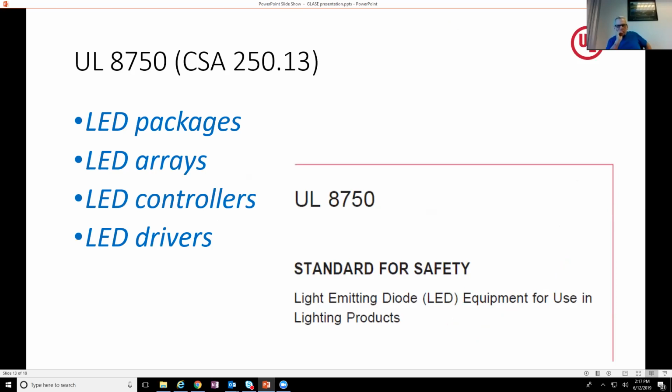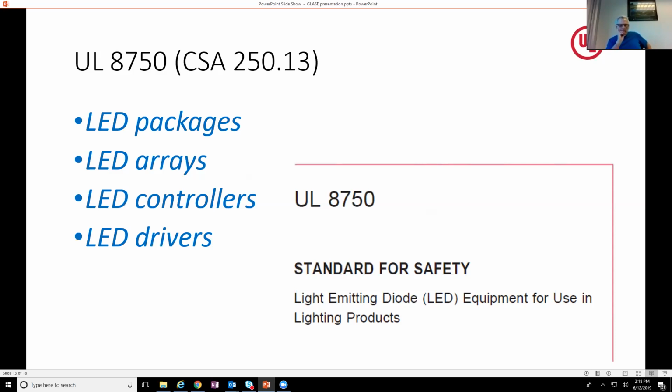The standard that we use in the US is American National Standard for LED components, which are the packages, arrays, the controllers, and the drivers, all of the things that we have talked about very briefly here today. All of these are covered under UL 8750. CSA has C22.2 No. 250.13, which is substantially similar to 8750 because we gave them the copyright to use the majority of the materials there.